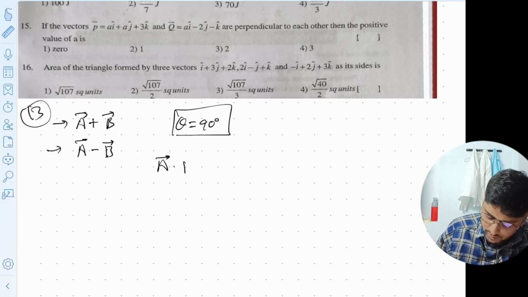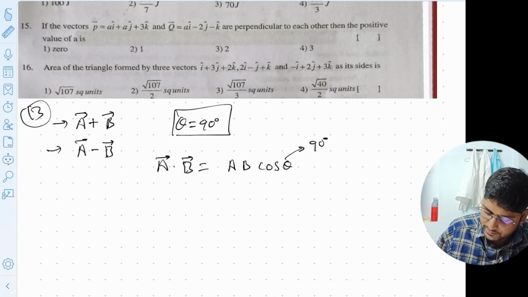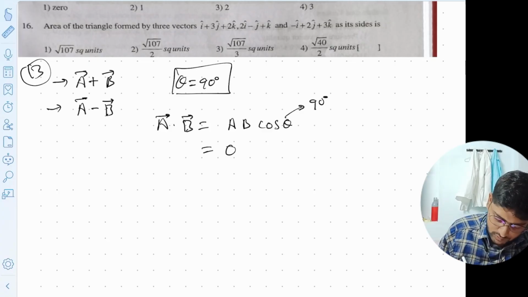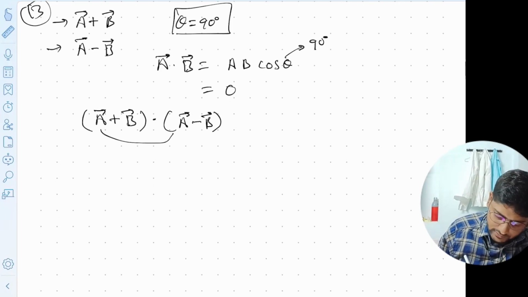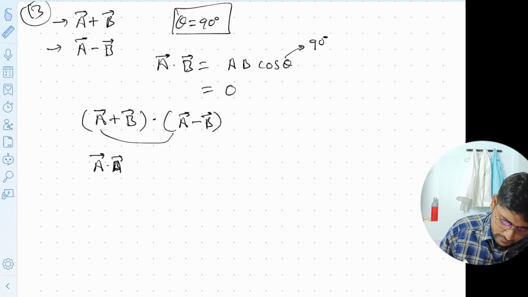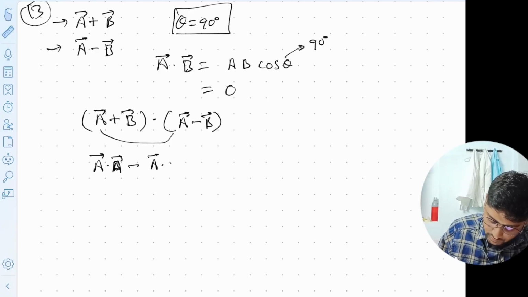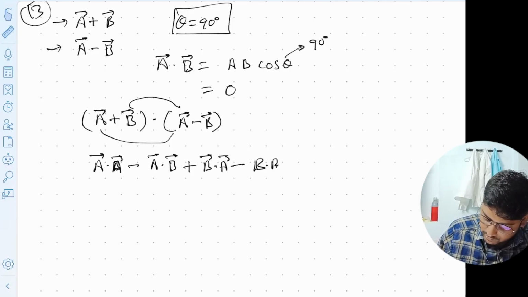So a dot b equals a b cos theta, and theta equals 90 degrees, so cos 90 is 0, which means the dot product will be 0. So let's do the dot product. Vector a plus vector b dot with vector a minus vector b. So vector a dot vector a, after that minus vector a dot vector b, after that b dot a, after that minus b dot b.